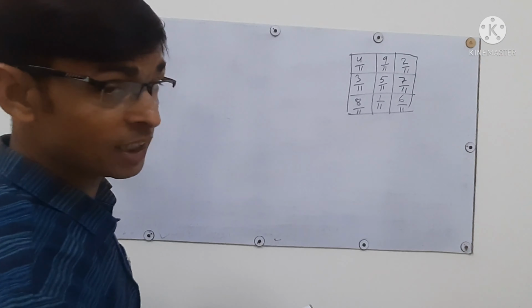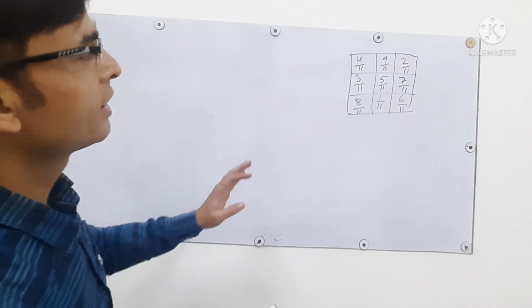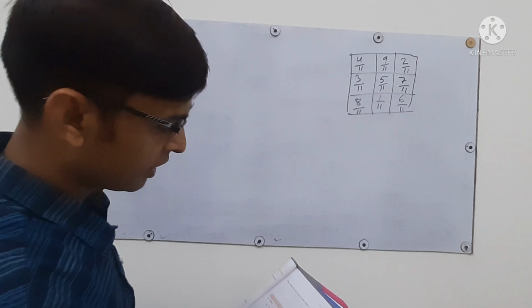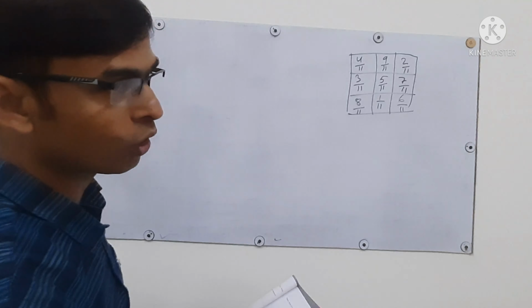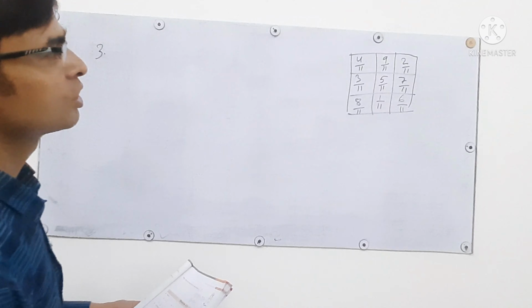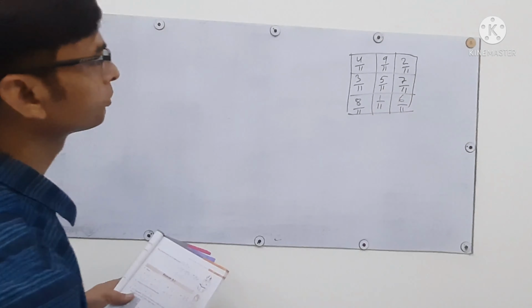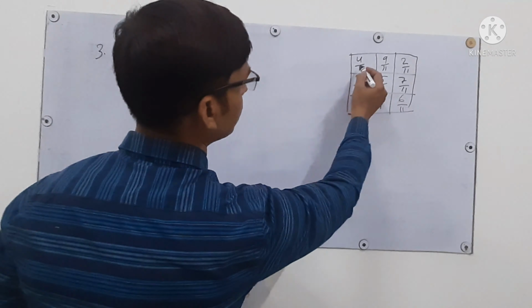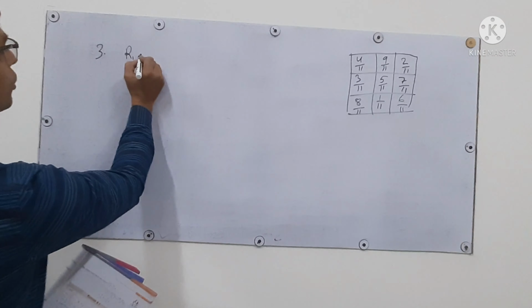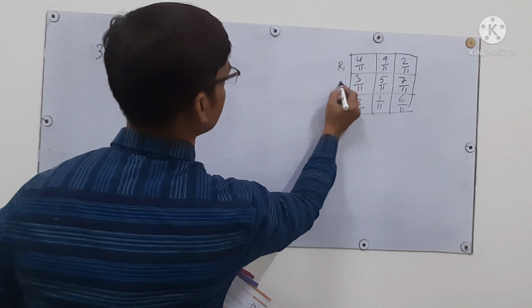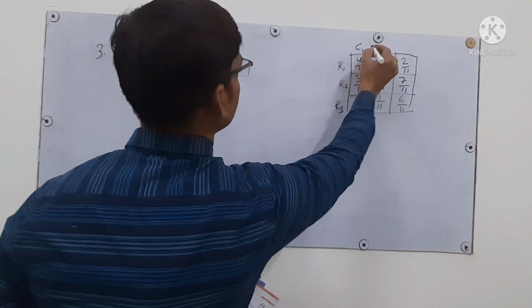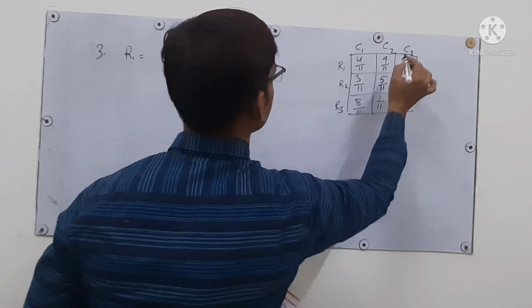Is this a magic square? That is, we have to prove whether this is a magic square. The conditions given are that each row, each column and the diagonal have the same answer. So we will just solve for its rows. Suppose this is row 1, this is row 2, and row 3. And this is column 1, column 2, column 3.